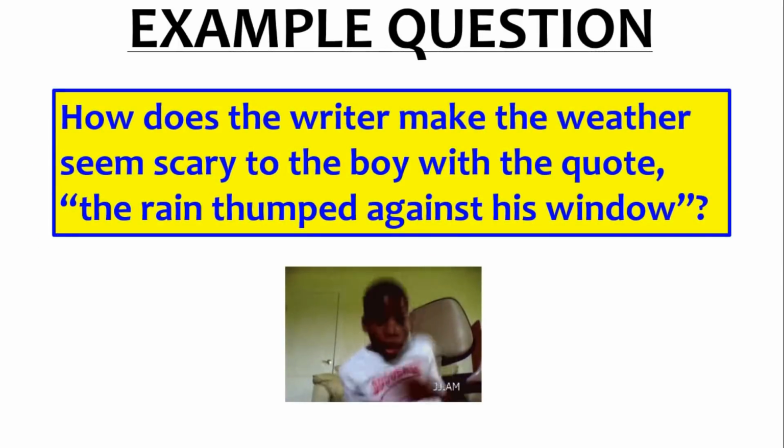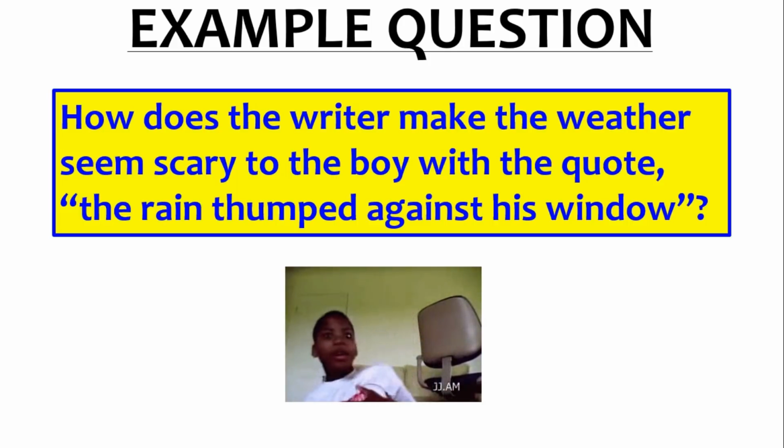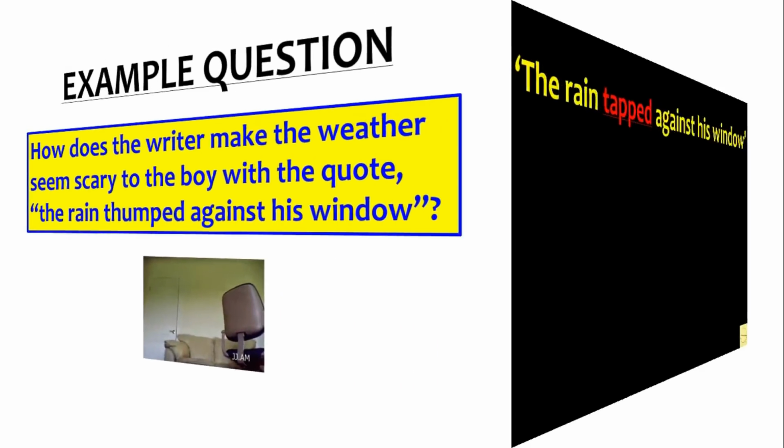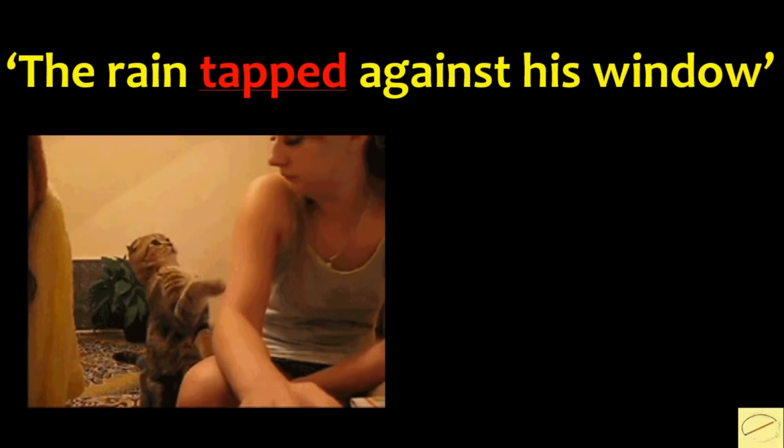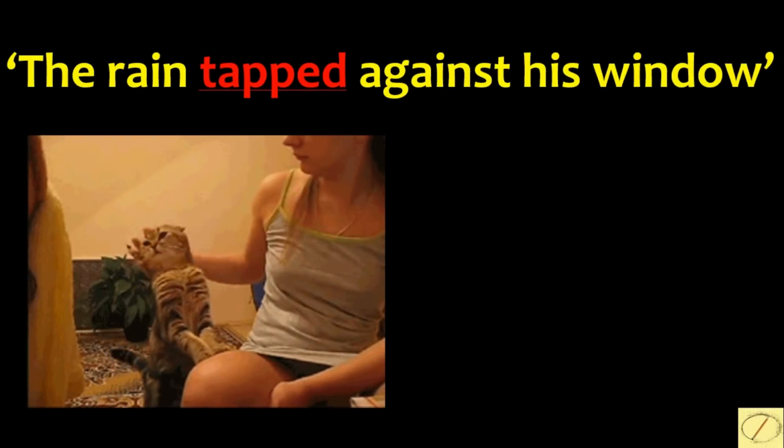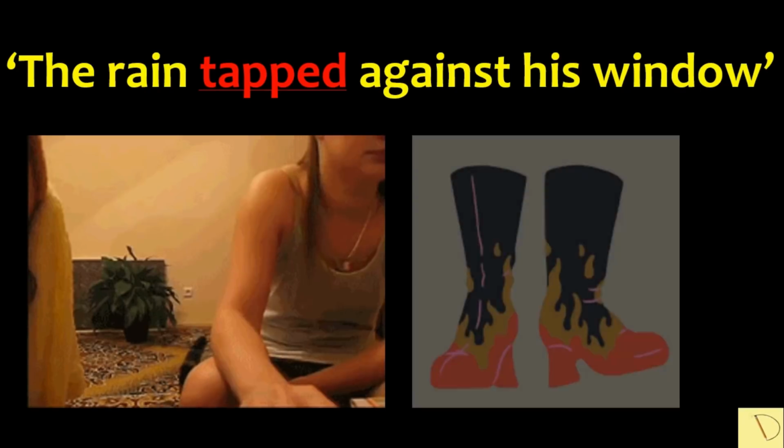Go back to this question. So the writer could have said, the rain tapped on the window, the rain touched the window, but the writer's purposely chosen to use that word thumped. If it did say the rain tapped against his window, that's what a tap is, isn't it? So it's nice and soft, no big deal, not aggressive.